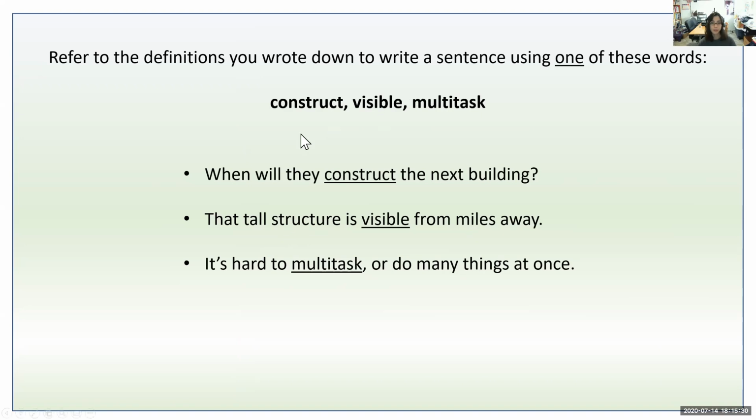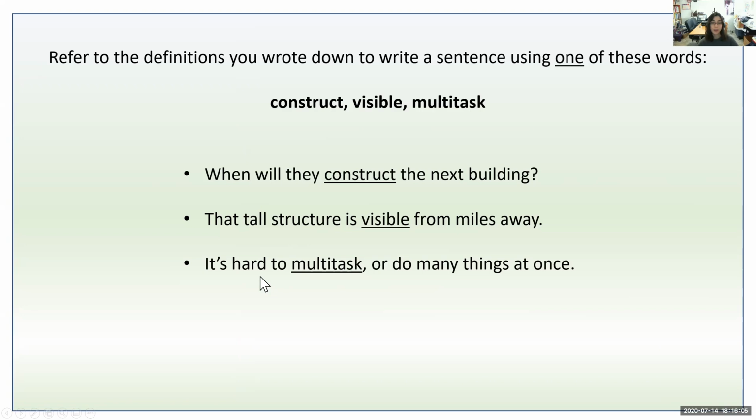So some sample sentences could be, when will they construct the next building? Struct means build. So when will they be building the next one? Then that tall structure is visible from miles away, meaning that tall structure can be seen from miles away. Vis meaning see. Then we have, it's hard to multitask or do many things at once. So again, I include the definition, I include many within this sentence. So multi means many.